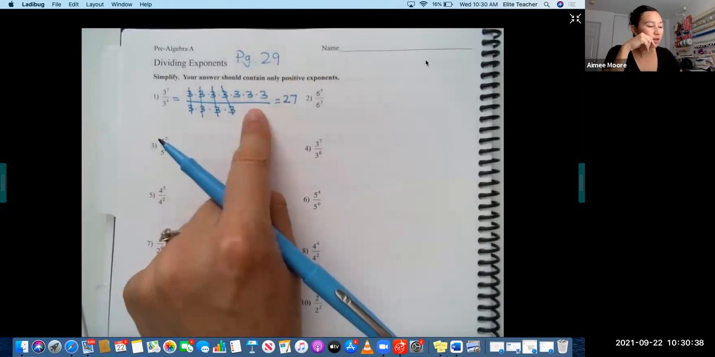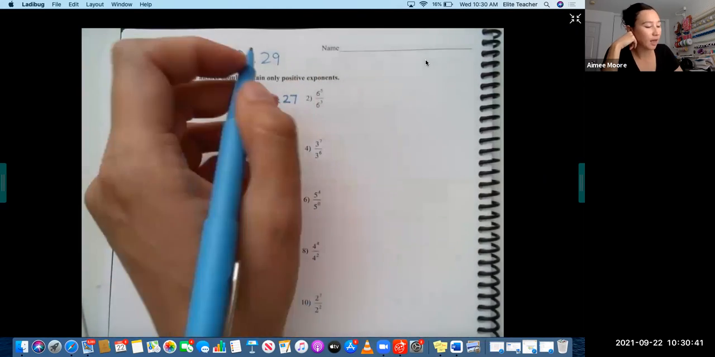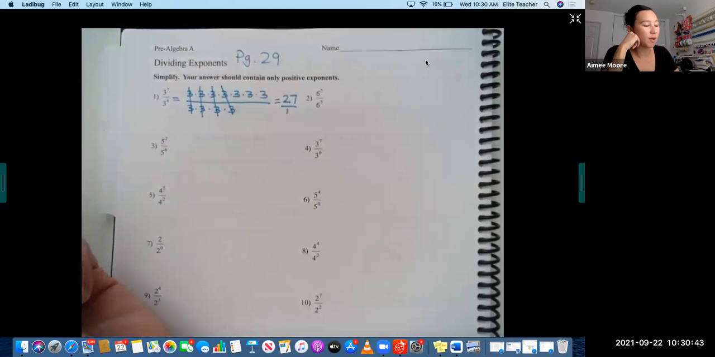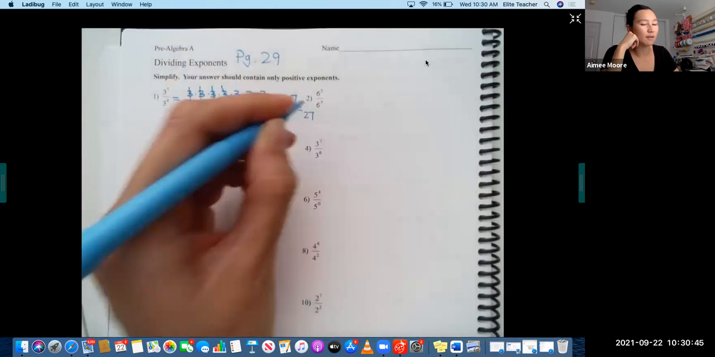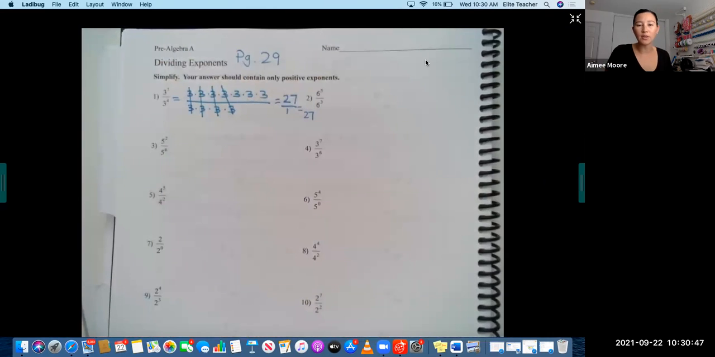And when everything crosses off on the bottom, that's fine. We don't have to write that. We can write 27 divided by 1, but that still just equals 27. So it's really just important that you write the 1 when it's on the top, when it's in the numerator.